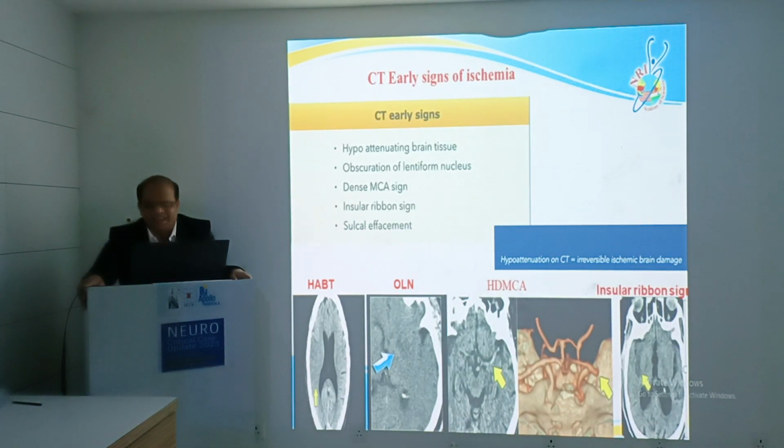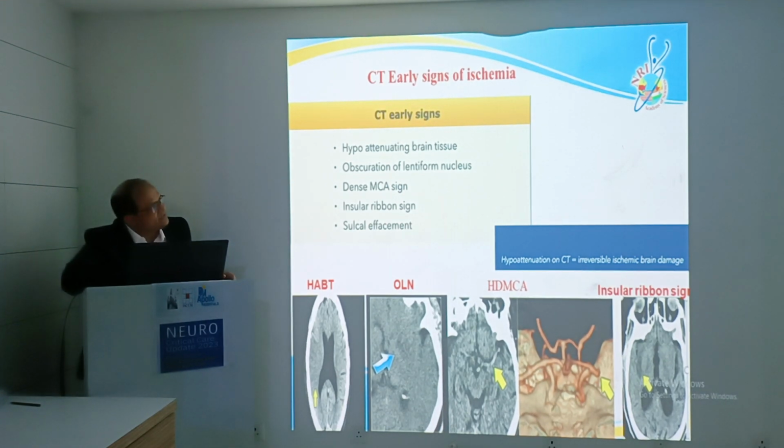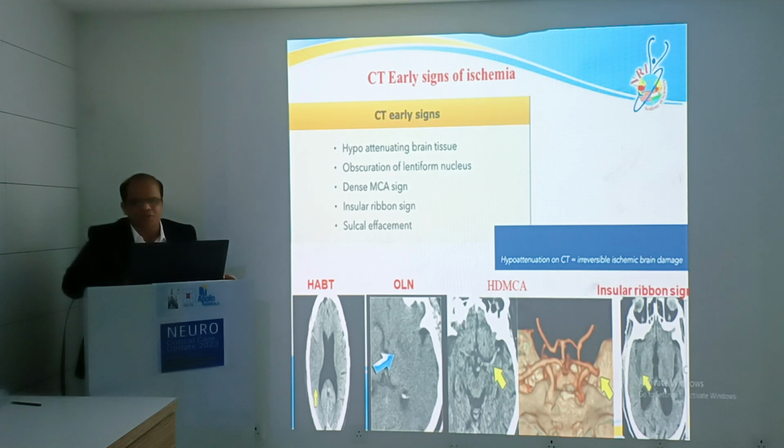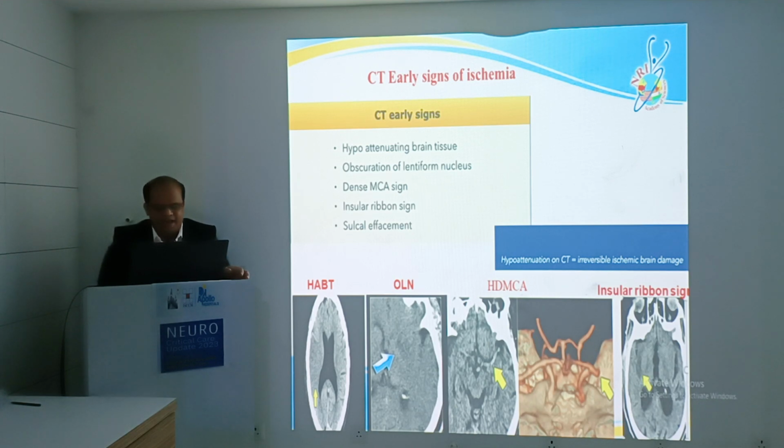So what are the earliest signs on CT scan in ischemic stroke? Whenever you see hypoattenuation on the CT, it shows irreversible brain damage. So the first and foremost change is hypoattenuation of the brain tissue. The other one is obliteration of the lentiform nucleus. The third one is the dense MCA sign, which is nothing but an accumulation of clot in the vessel, and it shows as a dense MCA sign. The fourth sign is the insular ribbon sign as well as sulcal effacement.